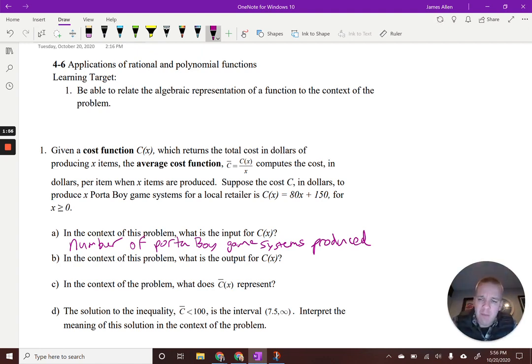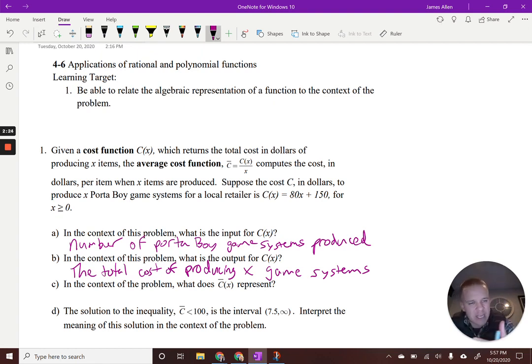In the context of this problem, part B, what is the output for C of x? Well, that would be the total cost of producing x number of game systems, right? So if I put in 1 game system, I will get $230 to produce it. If I do 2, that'll be this, 3, this, and so on. So let's jot that down. Total cost of producing x game systems, x being some positive number or equal to 0, right? x is greater than or equal to 0.